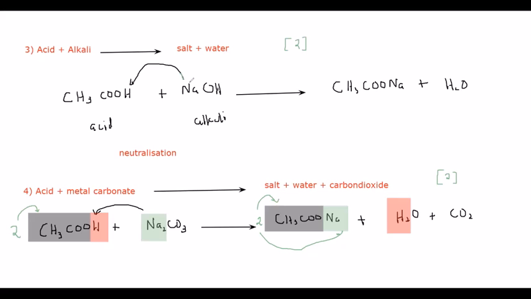And how is this salt formed? When hydrogen is replaced by a metal, the substance which is formed is known as a salt. So the substance is a salt and H2O is water. Here acid is reacting with metal carbonate. The result is salt, organic salt, plus water, plus carbon dioxide.